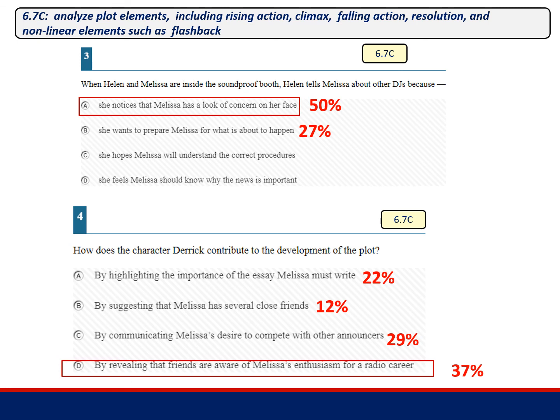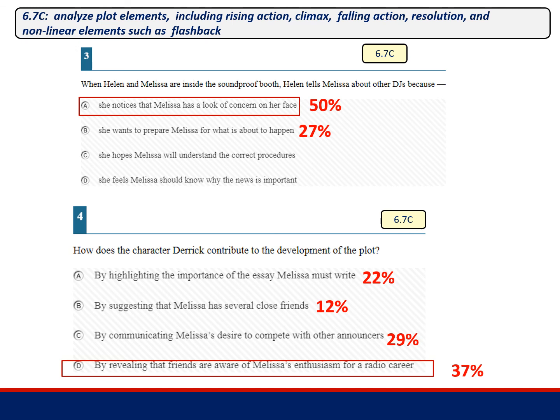So let's start with question 3. When Helen and Melissa are inside the soundproof booth, Helen tells Melissa about other DJs because... For this question, we will only look at the 2 choices that students selected. The correct answer was A, and 50% of students chose it. 27% though were distracted by B, but it is incorrect because there is no text evidence to support this answer. There is no evidence to support that she wanted to prepare Melissa for what is about to happen.